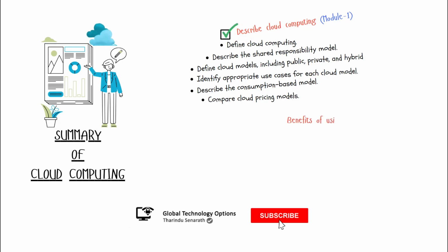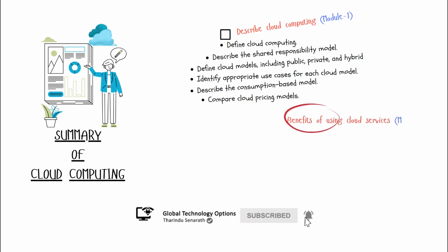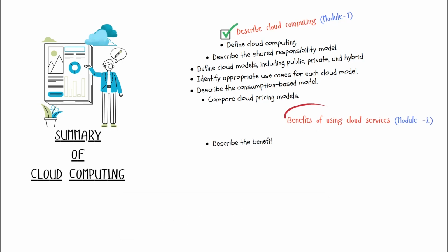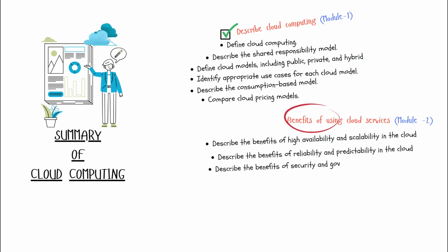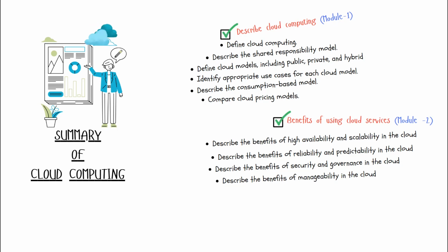In the second module, you learned about the advantages of using the cloud. This included understanding how the cloud ensures high availability and reliability, which keeps your applications running smoothly. You also learned that the cloud offers a more secure environment for your data and resources. Additionally, the module explained how the cloud makes it easier to manage your IT resources. By the end of this module, you should be able to explain the benefits of high availability, scalability, reliability, security, governance, and manageability that come with using the cloud.